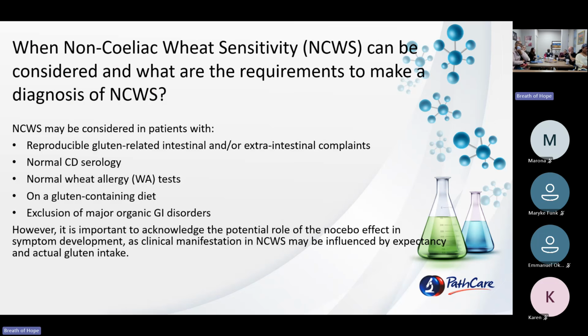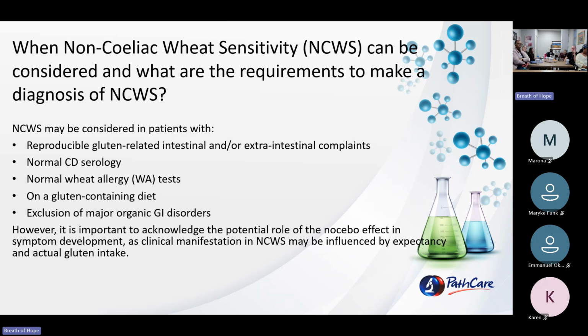Then basically gluten sensitivity. When can that be considered and what are the requirements to make a diagnosis? So that can be considered in patients with reproducible gluten-related intestinal or extraintestinal complaints, normal celiac disease serology, normal wheat allergy tests in your patients on a gluten-containing diet, and after you've excluded major organic GI disorders.